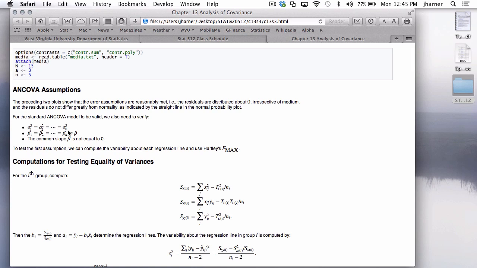We can test that the betas are all the same for all the groups, or in fact, it could be that the common slope is zero, that you don't need any covariates at all. So you typically start out testing, are the slopes the same or not? And then if they are the same, you then test, well, do I need it at all?